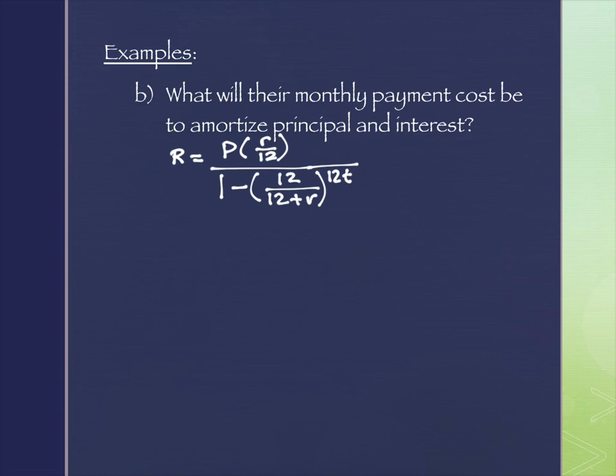Now, we have all of those values. Okay? So let's just go through them, top down, left to right. What's P?